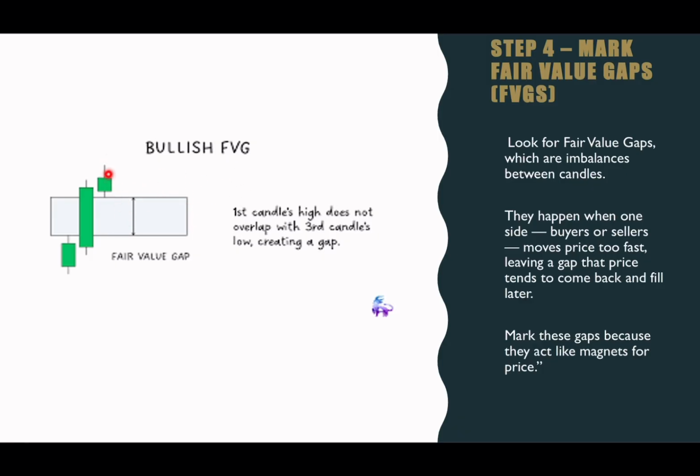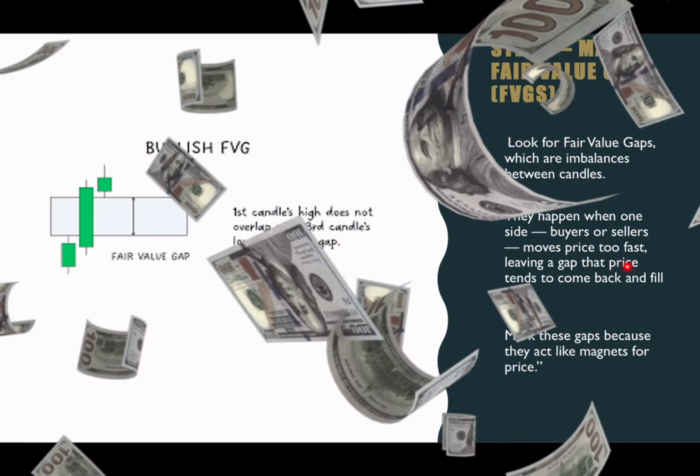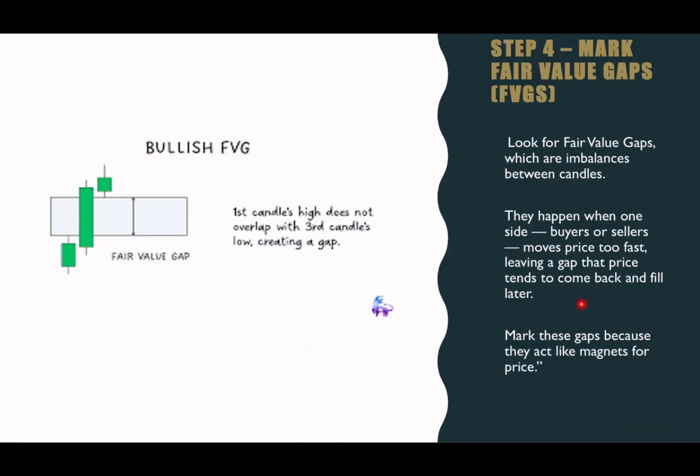Whatever, like I said, whatever goes up must come down. Look for fair value gaps, which are imbalances between candles. They happen when one side, buyers or sellers, move price too fast, leaving a gap that price tends to come back and fill later. Mark these gaps because they act like magnets for price.